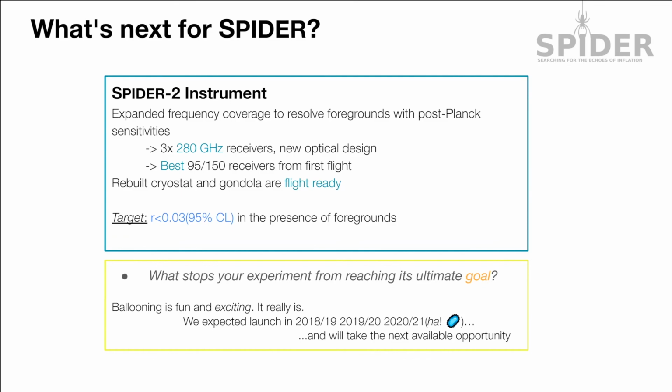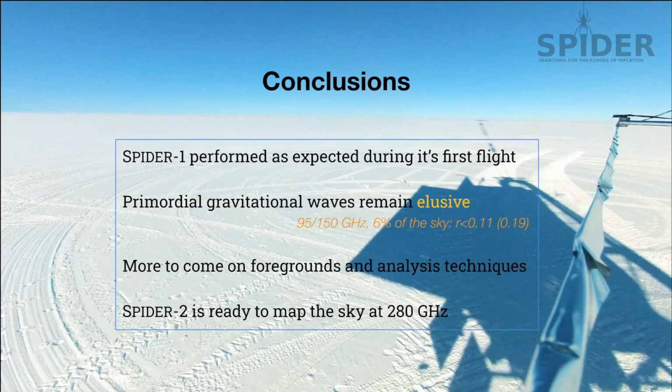Okay, so to give a summary of this talk, we flew SPIDER-1 on a balloon, and we got a tensor to scalar ratio R that's smaller than 0.11 or 0.19. There will be more interesting papers coming out, and we could provide better data from SPIDER-2 in the next couple years.